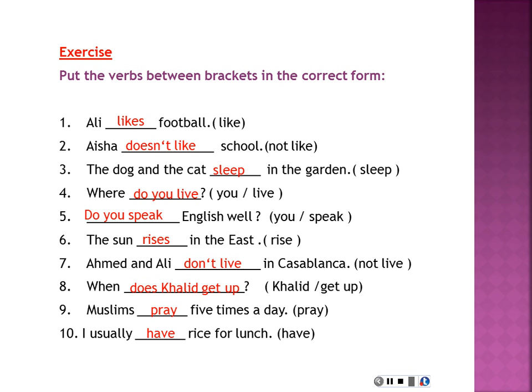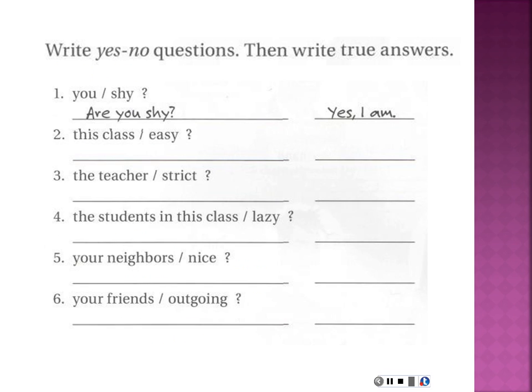Now we will do another exercise to review what we talked about last time. Okay, this exercise, write yes no questions, then write true answers. So you have to write the question, you have the subject and the verb and the complement, the rest of the sentence. And here shy is an adjective.